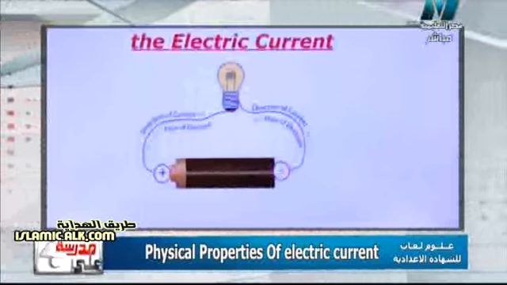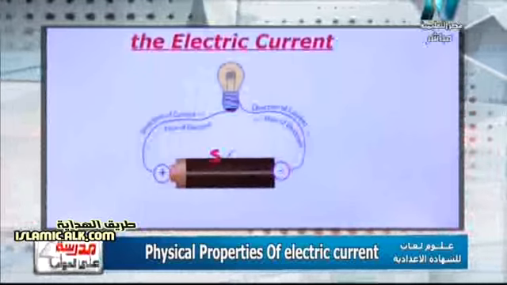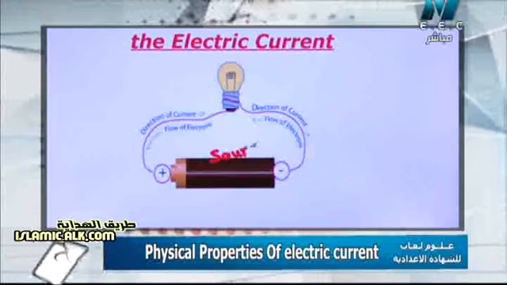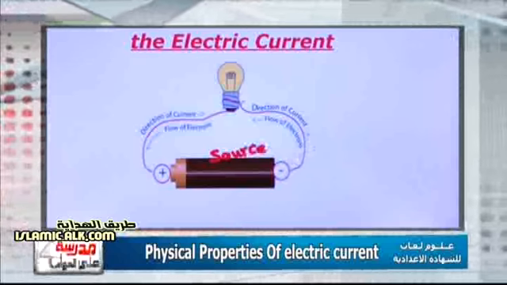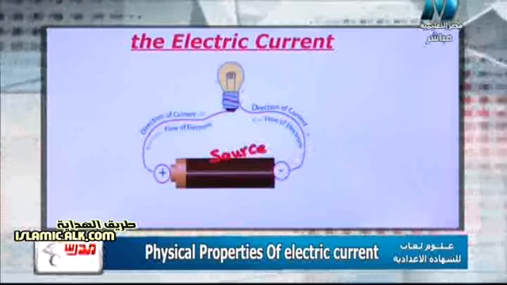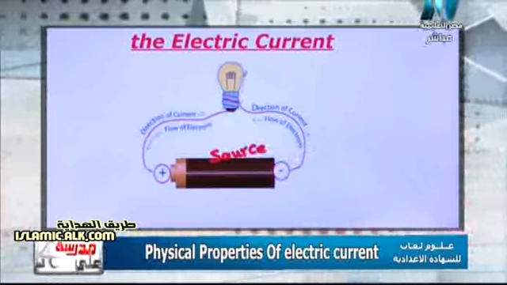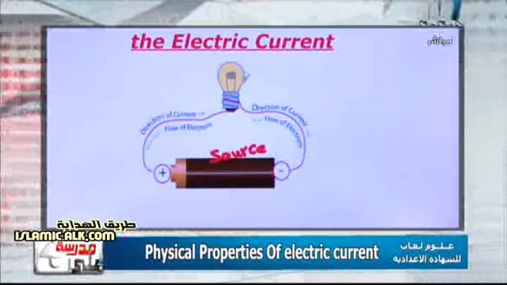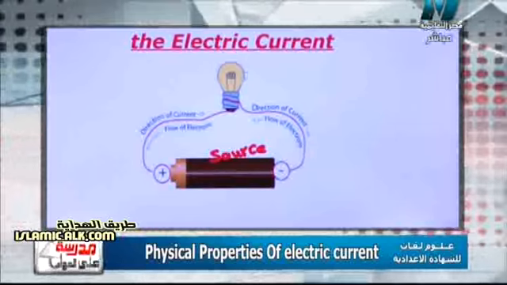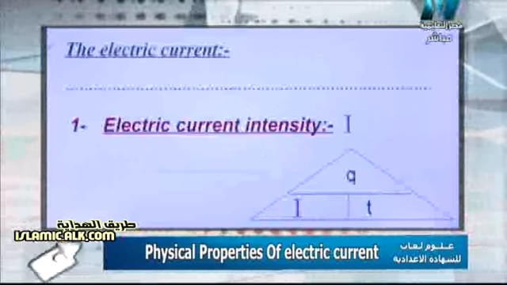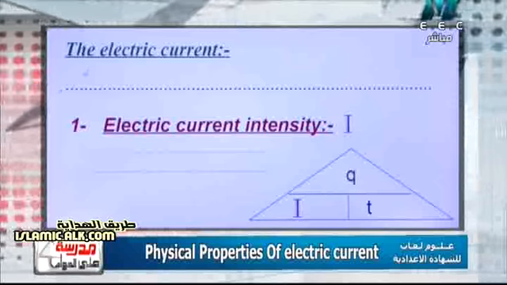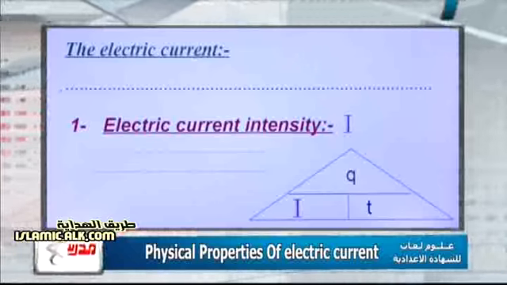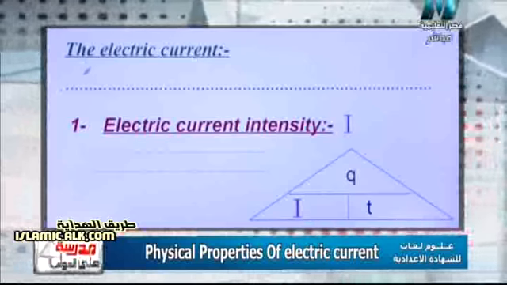Here we have a source, such as an electric cell or battery, and we have a metallic wire, a good conductor of electricity. We have a device such as a lamp or electric bulb to show the passing of electric current in the conductor. So the first point in this lesson is the electric current. As we studied before, electric current means what?